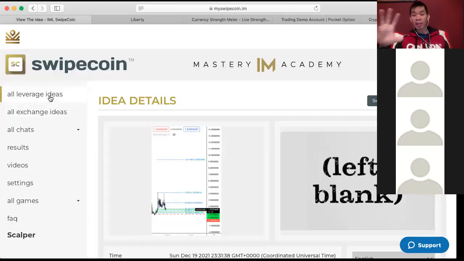Okay, so leverage ideas are the larger cryptos. So your Bitcoin, Ethereum, and XRP. Okay, so L, leverage, large. That's kind of how I remember. And the top 3 are usually Bitcoin, XRP, and Ethereum. Okay, exchange ideas are the tokens.